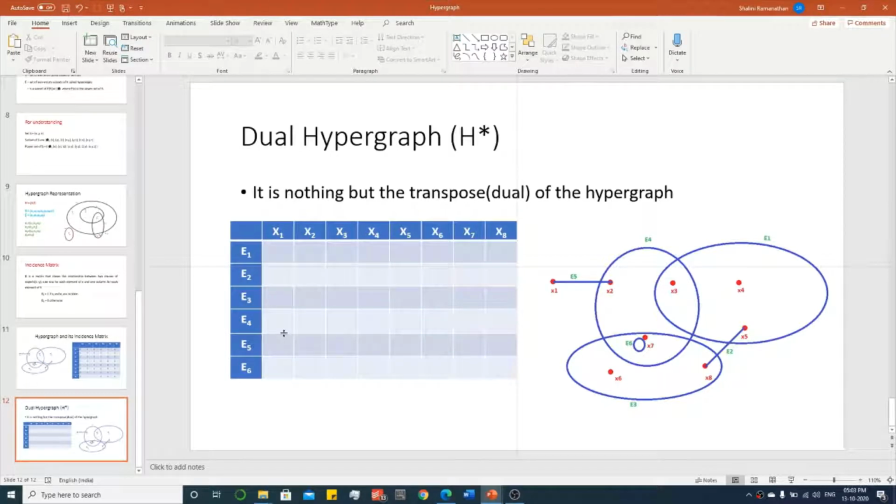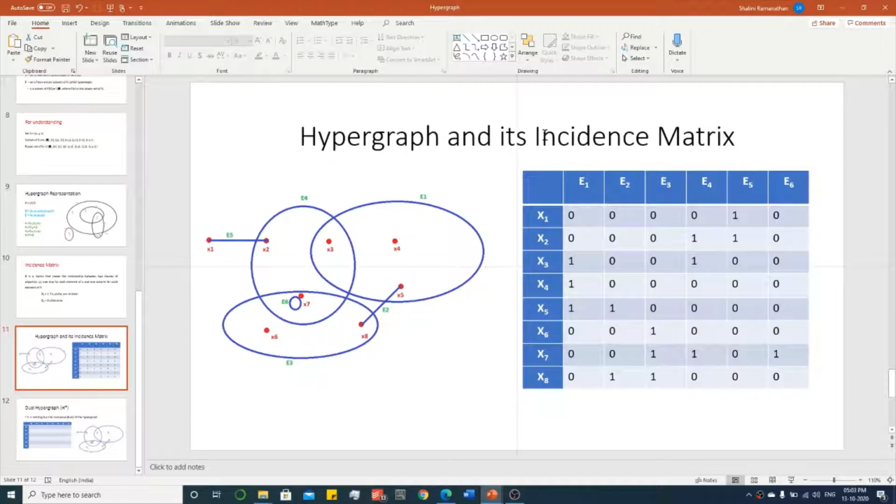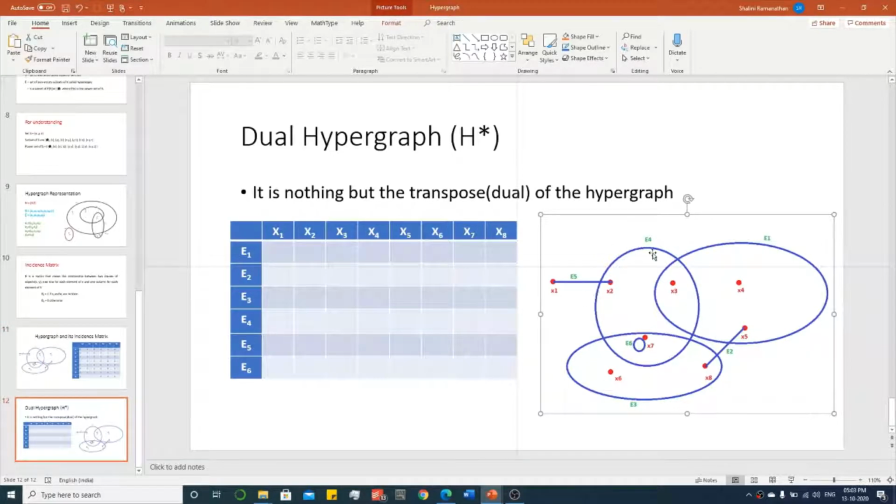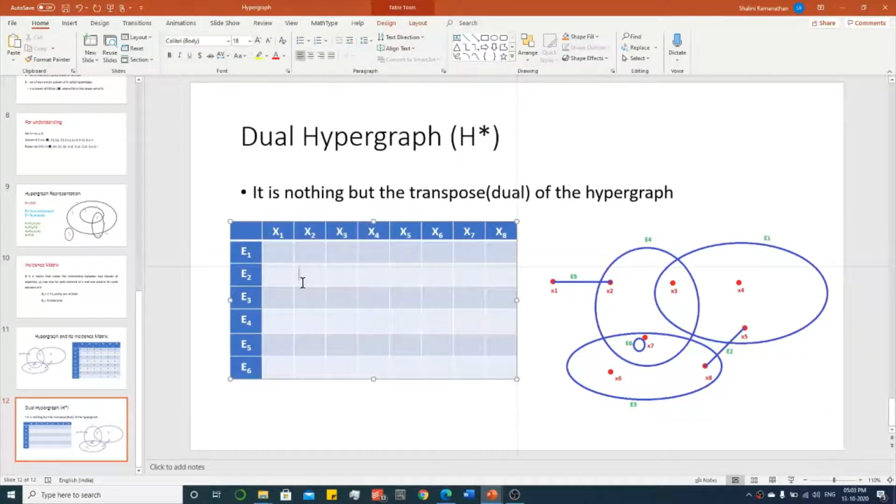Dual graph is nothing but the transpose of the given graph. In the incident matrix which we have seen previously, rows are vertices and columns are edges, so we have to transpose it. I have taken the same graph here. Now the edges become the rows and vertices become the columns.